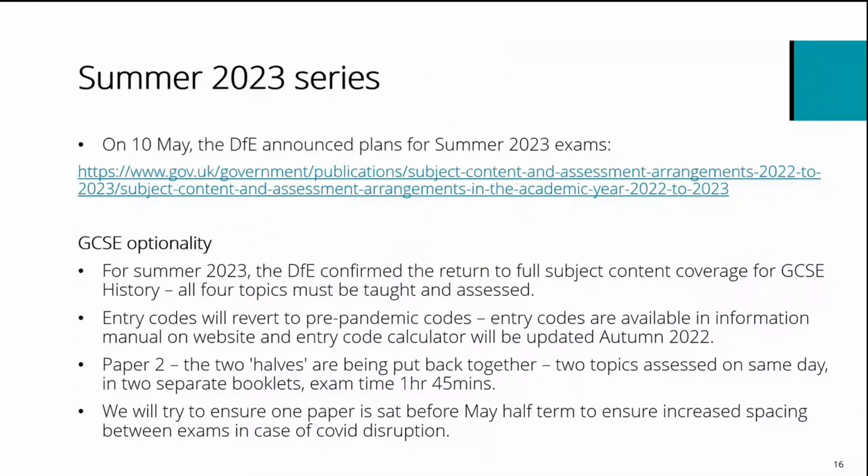We need to put the 2 halves of paper 2 back together, so there'll be the 2 topics, the British depth and the period study, assessed on the same day in 2 separate booklets. And the time will go back to 1 hour 45 minutes. We've also ensured that paper 1 will be sat before the May half term. This is to ensure there's more space in between the exams in case of COVID disruption, but hopefully it'll help students as well with their preparation for the exams.